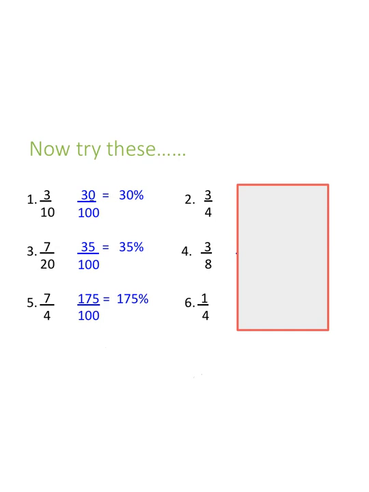Now you can see the answers to question 1, 3 and 5. They were quite straightforward in that 10, 20 and 4 were all factors of 100. So 4, as long as 4 times 25 gave you 100, so 7 times 25 gave you 175. And similarly, in this example, we multiplied by 5 to give us 35 over 100, which is 35%.